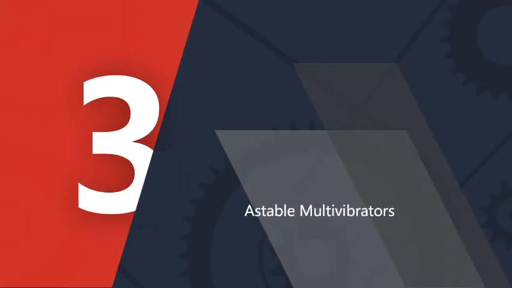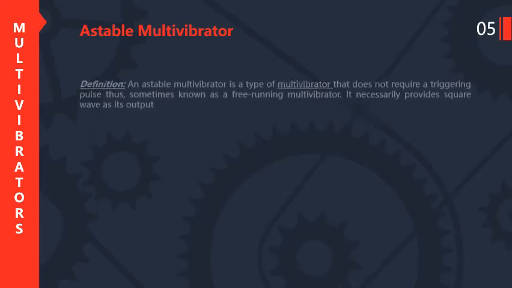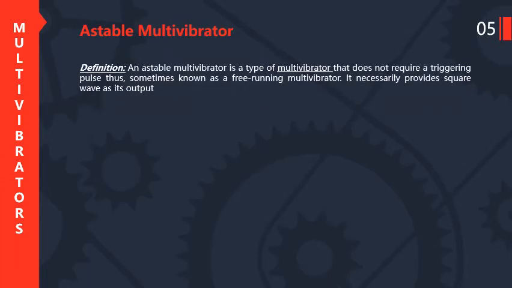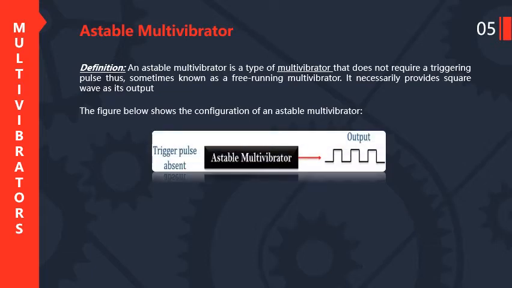So the first one is astable multivibrators. So the definition of astable multivibrator: an astable multivibrator is a type of multivibrator that does not require a triggering pulse, thus sometimes known as a free running multivibrator. It necessarily provides a square wave as its output. The figure below shows the configuration of the astable multivibrator. So this is the diagram of astable multivibrator.